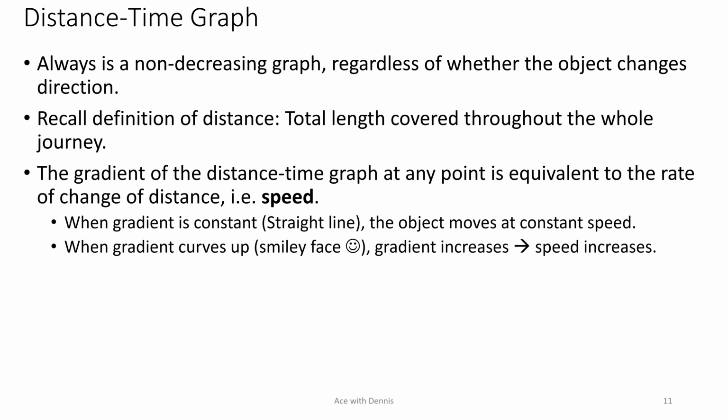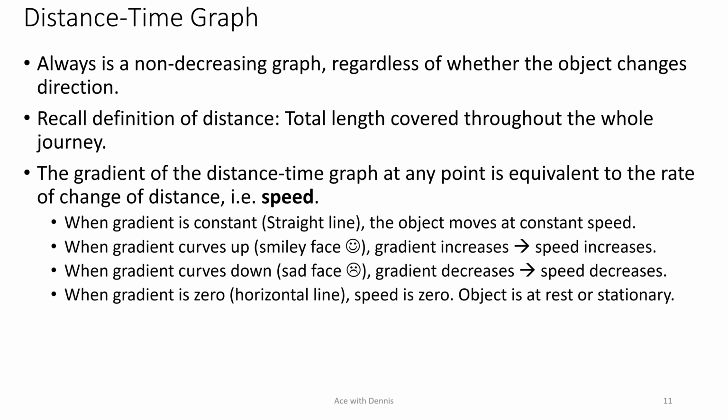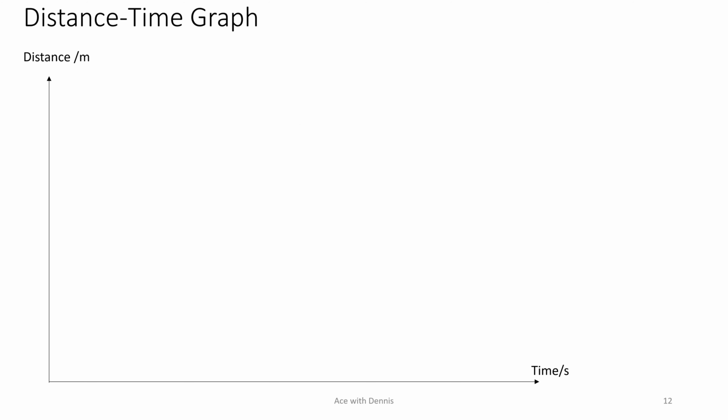When the gradient curves up, or we say it is a smiley face, the gradient increases, it means the speed increases as well. When the gradient curves down, or we call it a sad face, the gradient decreases, it means the speed decreases. When the gradient is 0, or it is a horizontal line, the speed is 0. The object is at rest or at a stationary point.